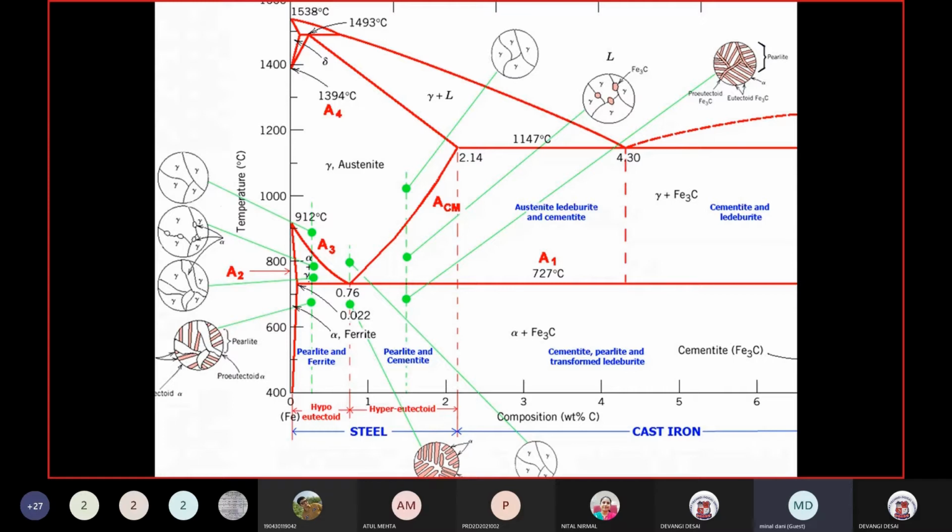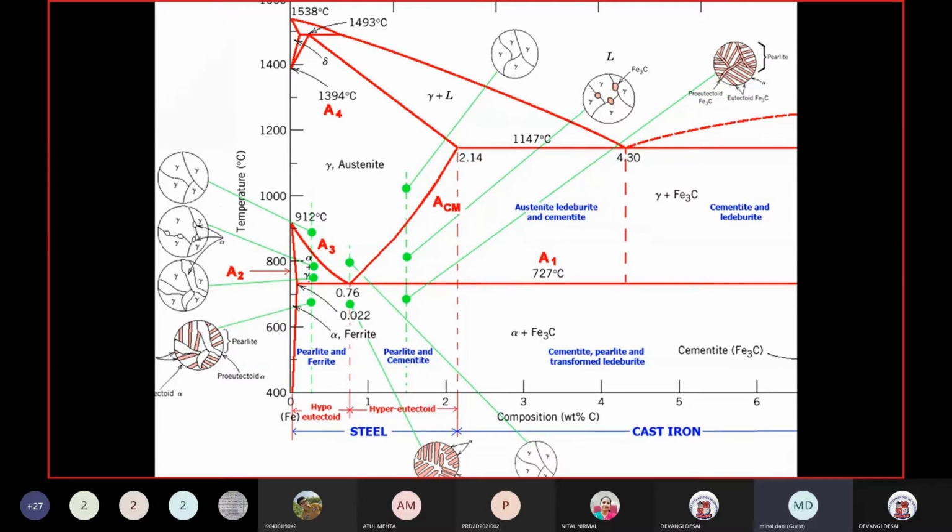Now, eutectoid steel means there are three major transformation reactions occurring in the iron carbon diagram. At 0.76, the eutectoid reaction occurs. That's why the steel on the left side is known as hypoeutectoid steel and the right side is known as hypereutectoid steel. Because of that transformation reaction, the steel is categorized as hypoeutectoid steel and hypereutectoid steel.